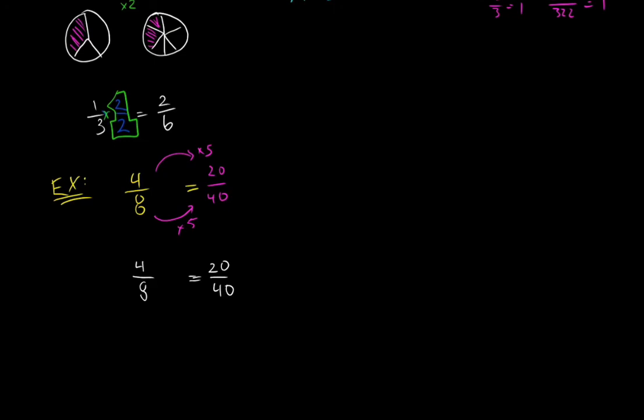And as mentioned before, what we're actually doing is multiplying by 5 over 5. The way we multiply fractions is numerator times numerator, denominator times denominator. So 4 times 5 is 20, 8 times 5 is 40. And what we're actually doing is multiplying by a giant 1. So that's why the value doesn't change. Even though it looks different, it's still the same because we're technically just multiplying 4 over 8 times 1.